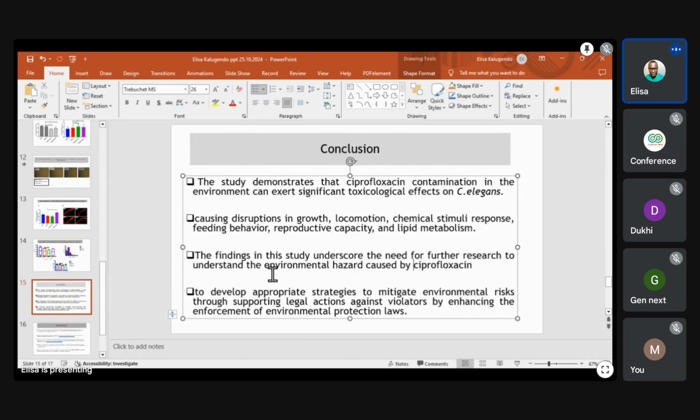So we are advising appropriate institutions to develop strategies for the mitigation of environmental risk through supporting legal actions against violators, by enhancing the enforcement of environmental protection laws, especially towards the disposal of wastewater or wastewater treatment points from pharmaceutical industries, hospitals, and agricultural activities. All of this should be properly treated before being released to the water source, which is the receiver of this wastewater from the wastewater treatment point.